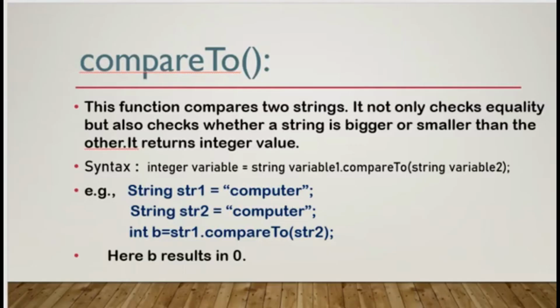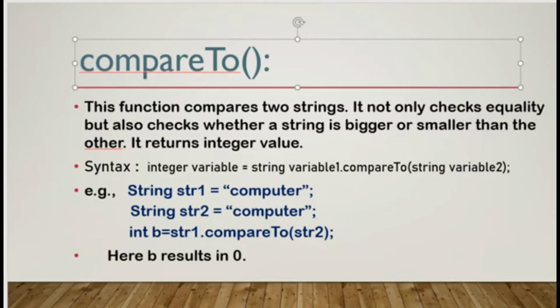Now we are moving on to our next function, compareTo. It is also a function which compares two strings. It not only checks the equality of the strings, but also checks whether a string is bigger or smaller than the other. It returns an integer value. If two strings are equal, then it returns a value equal to 0. So here we have taken an example.